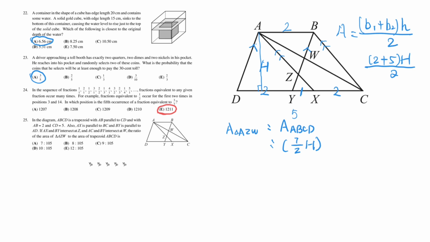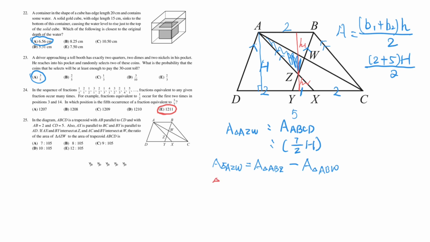Now we need to find the area of AZW. AZW is in the middle, so it's hard to find the base and the height. The area of AZW equals the area of triangle ABC minus the area of triangle ABW. So we need to find the height. The height is from Z to AB. If we continue to XY, we have H2 and H1.